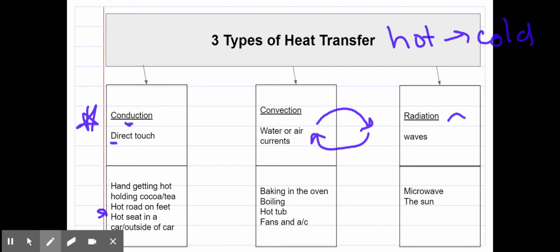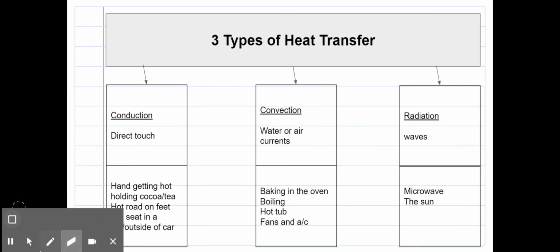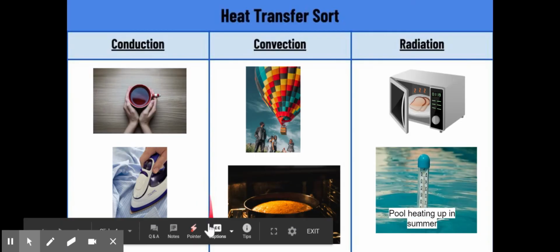And lastly, we have radiation. Remember, which are those waves. So when the heat transfers through the waves, a great example of this is a microwave, and also the sun heats the earth through radiation. All right, so let's look at a couple picture examples.